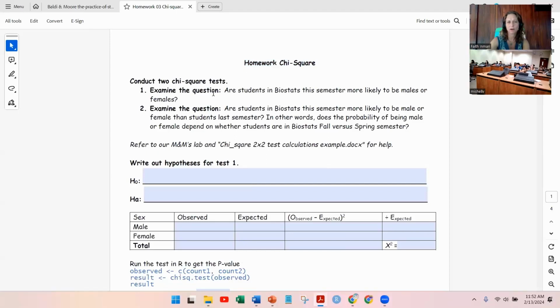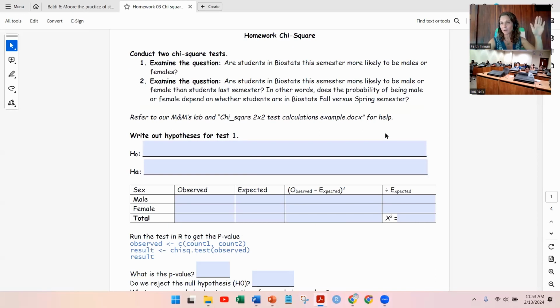Your homework for the chi-square is to do these two types of tests using our class data and data from the previous class that I'll give you. The first one is you're going to examine the question: are students in biostats this semester more likely to be males or females? In the second one, you look at whether students in biostats this semester are more likely to be male or female than students last semester. In other words, does the probability of being male or female depend on whether students are in biostats in the fall versus the spring semester? So two questions, two different calculations.